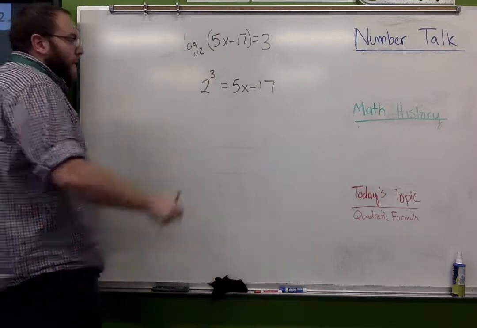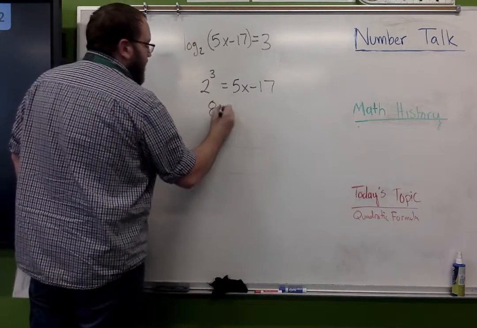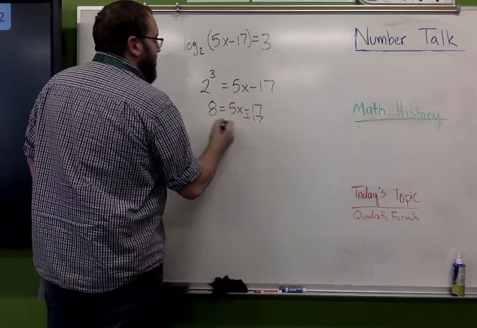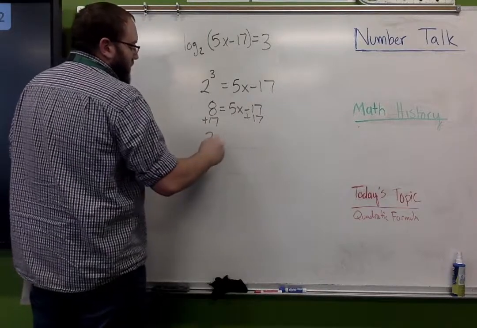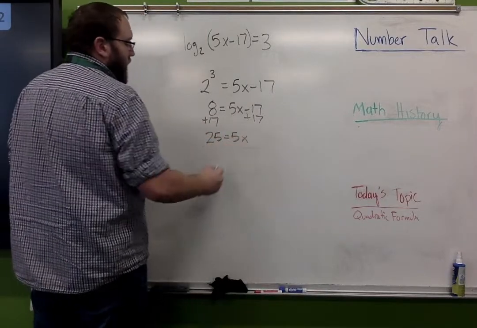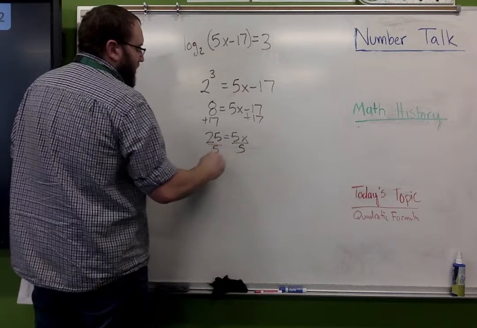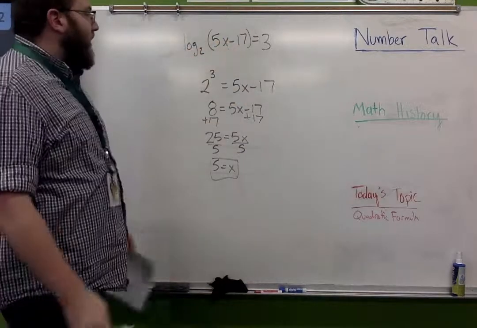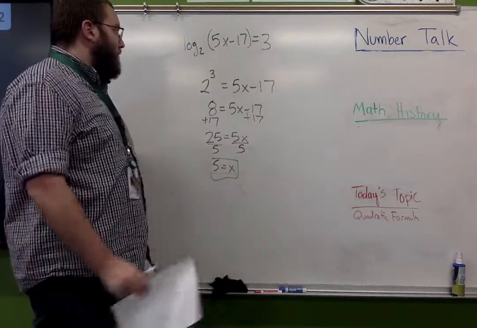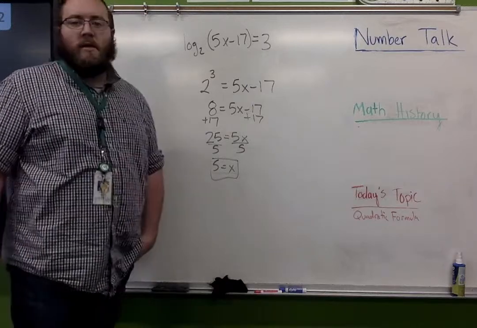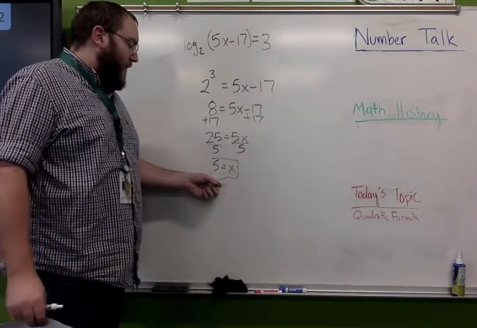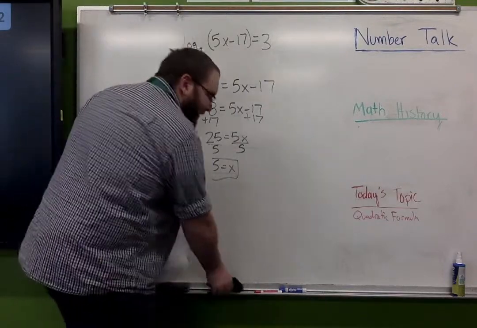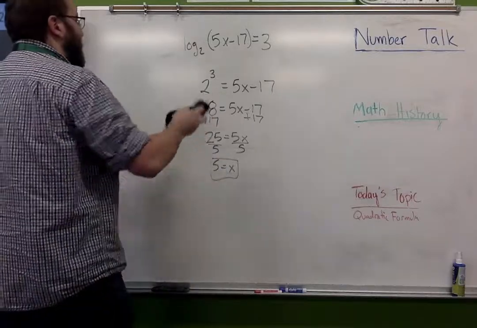And now we simplify a little bit. 2 to the third power is 8. Add 17 to both sides. Divide by 5 both sides. So 5 is equal to x. If I plug that back in, am I going to get a negative number or a 0 in the logarithm? No, I will not. So 5 equals x is our answer. Okay, so not too bad. Let's go to more of a fun one, all right?